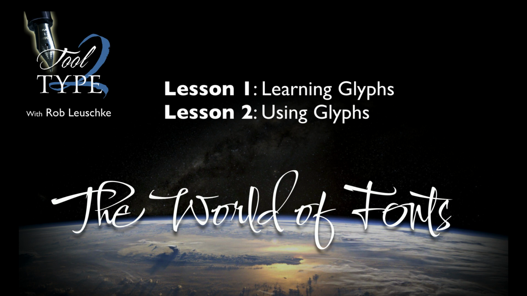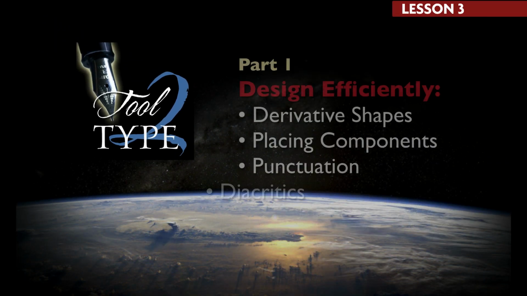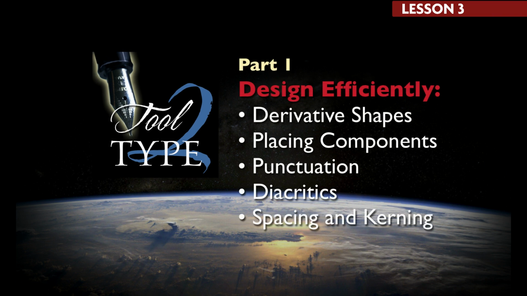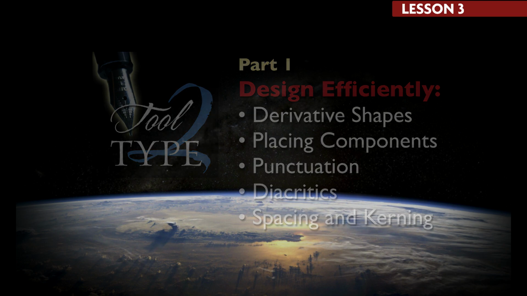In the previous lessons, we covered a lot of information, and by now you should have most, if not all, of your hand-lettered characters in their respective glyph cells. In this lesson, I'll show you how you can take derivatives of existing letters to create new characters. I'll show how the use of components make the creation of other characters simple and easy. We'll talk about punctuation and diacritic marks, and we'll discover the importance of good spacing and kerning.